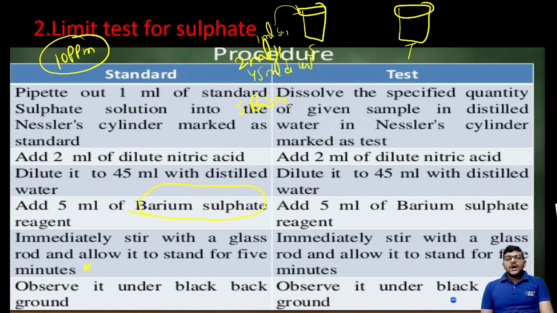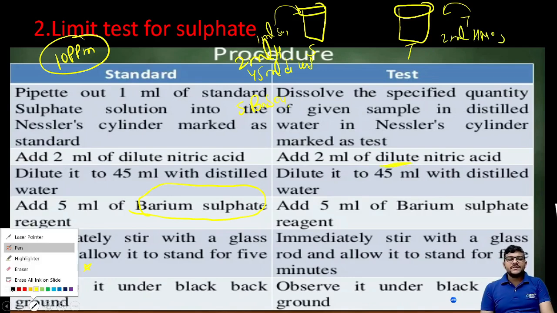Now we have to observe it with our test sample. So now we will prepare the test sample first. How can we prepare the test sample? We have to dissolve a specific quantity of the given sample in distilled water in the Nessler cylinder, a specific quantity of sample that is prepared by our lab technicians or our faculty. Now after that we have to follow the same procedure. I am adding 2 ml of dilute HNO3. So you have to read the question very carefully, that what is given in the question.